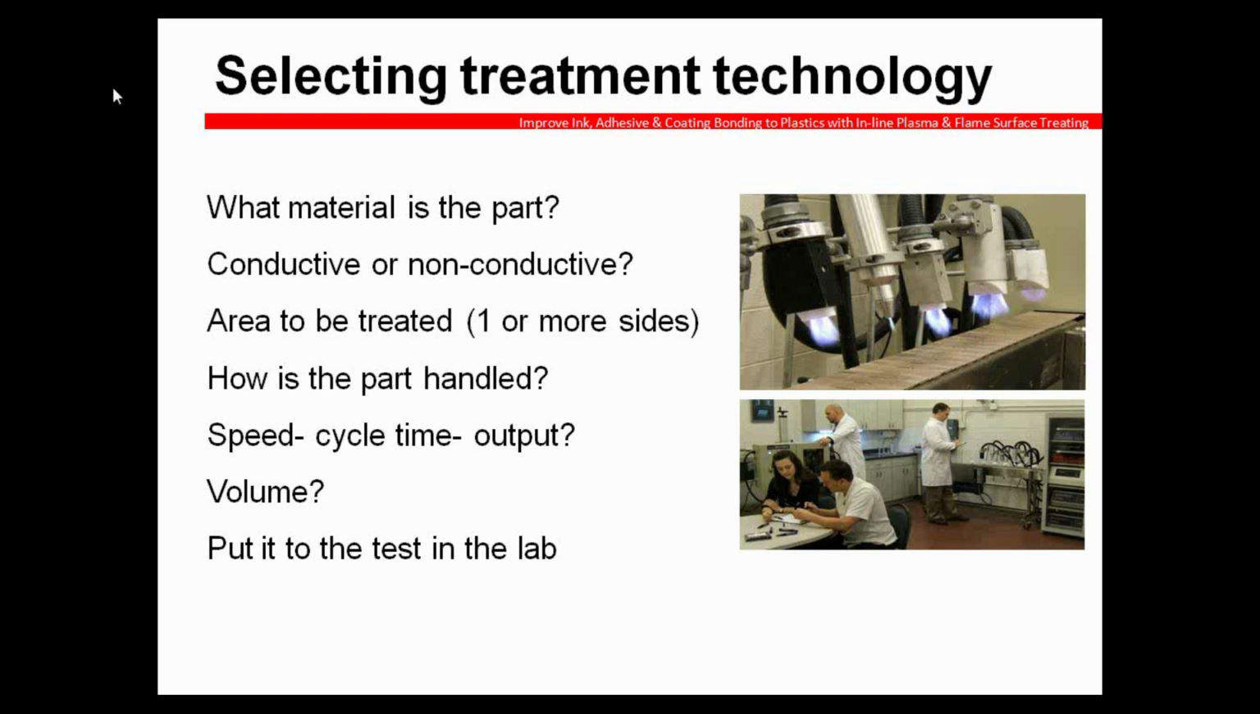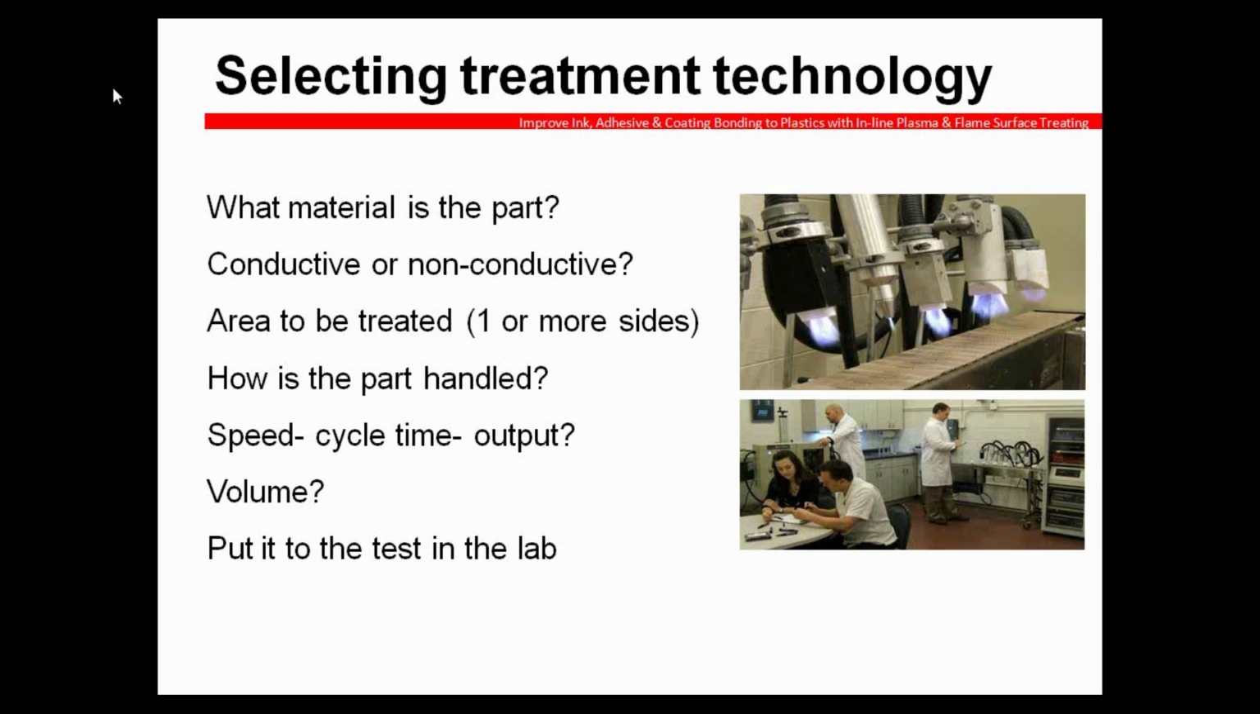How is the part handled? Is it a manual operation? Is it on a conveyor? Is it on a robot? How fast do we need to treat? Do we have all day? Do we have 20 seconds? What kind of volume are we working with? Is this going to be a multi-cell application? Are we going to be doing 100 parts a week?